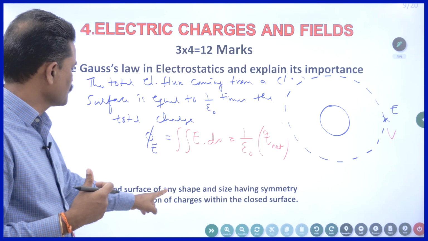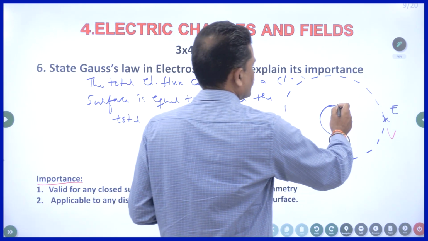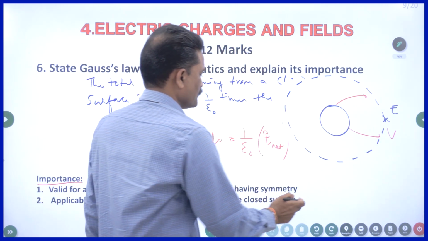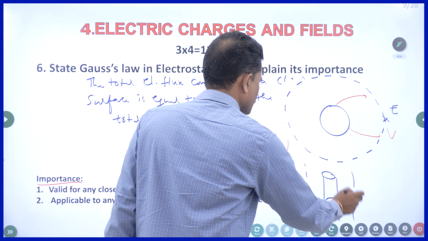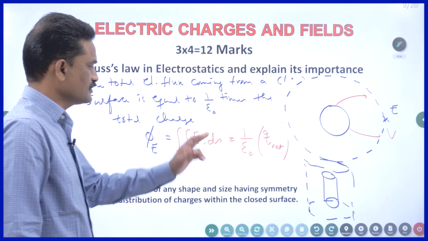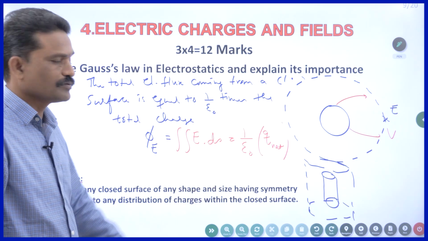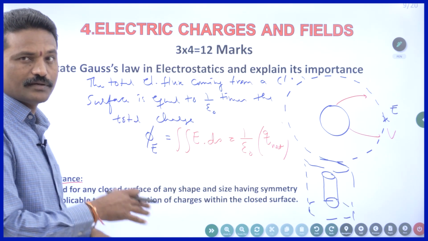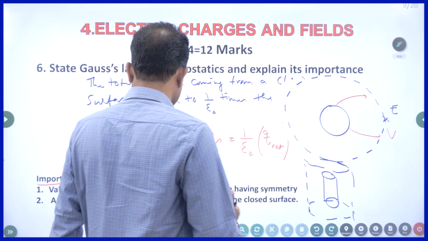So, valid for any closed surface of any shape and size having symmetry. Symmetry means it must be similar to the original one. That is called symmetry. For example, you have a cylinder, then I draw another Gaussian surface similar to this, another cylinder. Is this clear? That is called the symmetry. Applicable to any distribution of charges within the closed surface. You may have a number of charge distributions within the same Gaussian surface. Is this clear? So, you will be getting 4 marks.